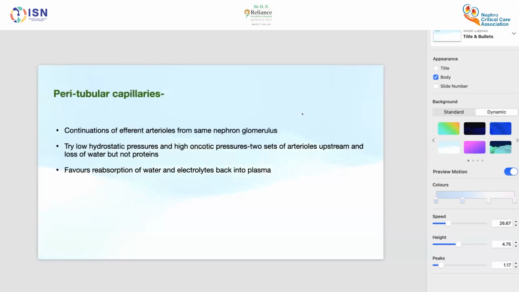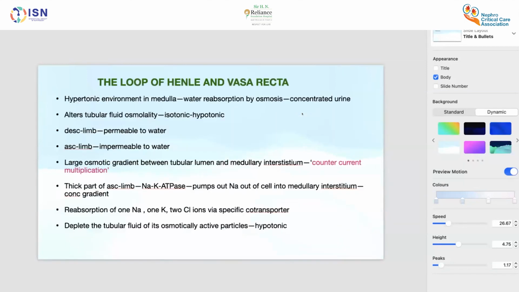The peritubular capillaries are a continuation of the efferent arterioles from the same nephron glomerulus. They have low hydrostatic pressures and high oncotic pressures. After the two sets of arterioles upstream and loss of water, but not the proteins, this favors reabsorption of water and electrolytes back into the plasma.